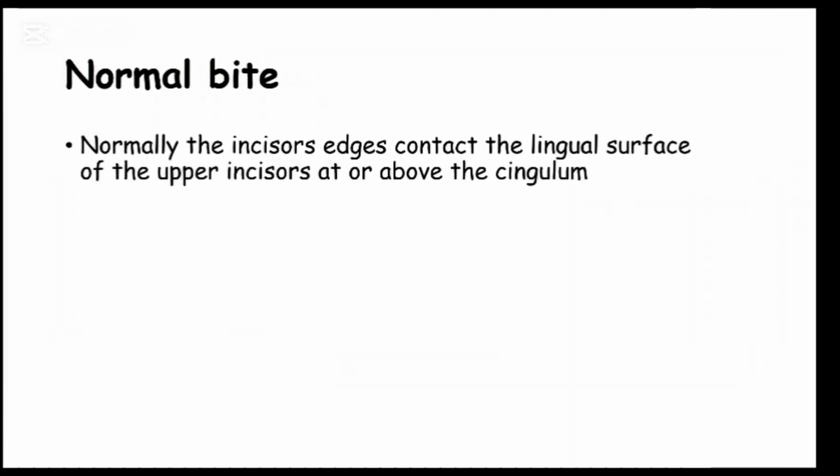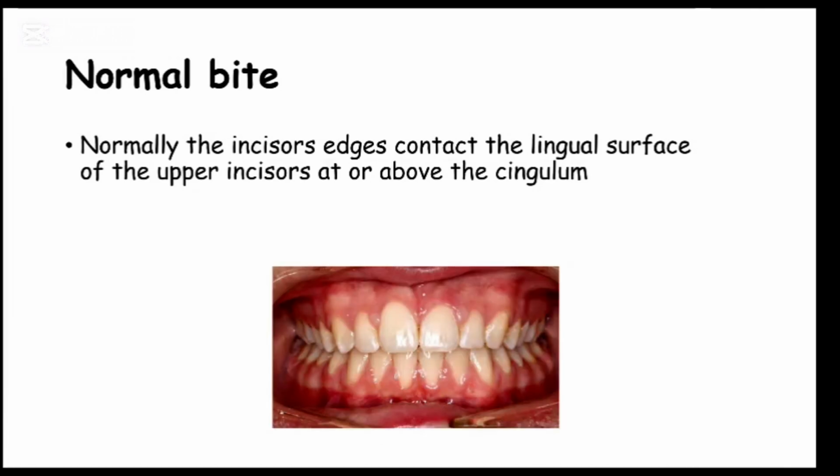Normally, the lower incisor edges contact the lingual surface of the upper incisors at or above the cingulum. You can see clearly in this picture that the lower incisors are contacting the lingual surface of the upper incisors. They may contact at the cingulum or maybe above the cingulum.